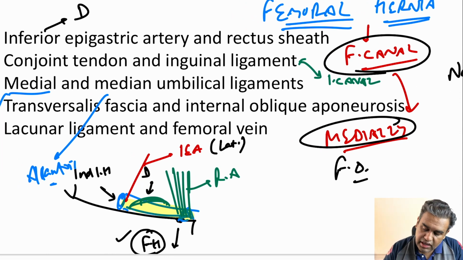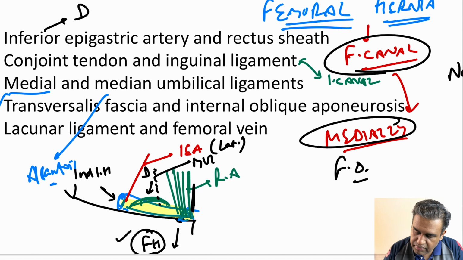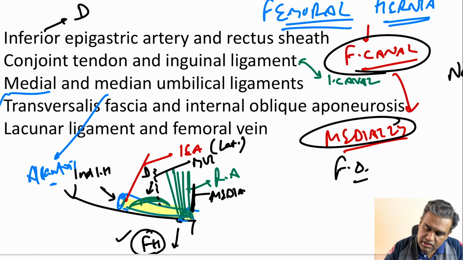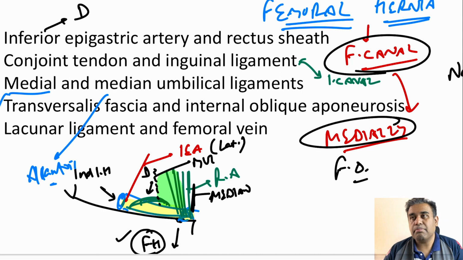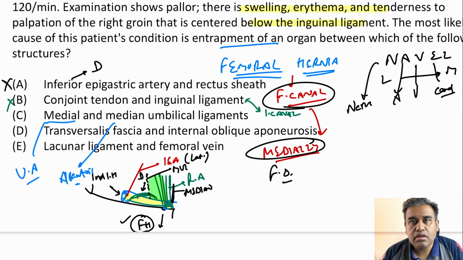The medial umbilical ligament will be somewhere over here. This will be the location of the medial umbilical ligament. The median is actually in the median part. This will be the median. So if I highlight it with this color, this area is actually what they are referring to, option number C. That is again a part of the direct hernia, or part of the Hesselbach's triangle.